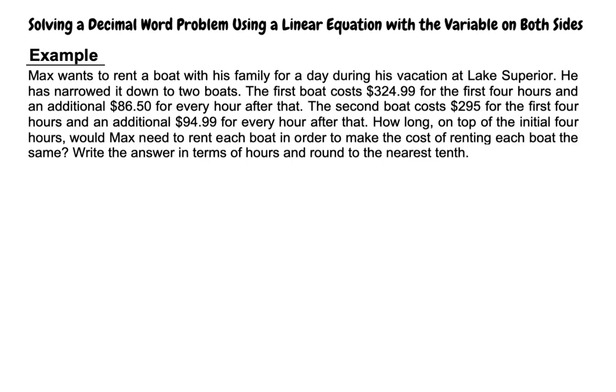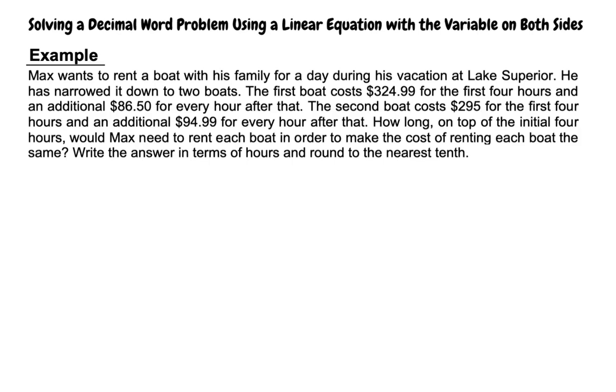The first boat costs $324.99 for the first 4 hours and an additional $86.50 for every hour after that. The second boat costs $295 for the first 4 hours and an additional $94.99 for every hour after that. How long, on top of the initial 4 hours, would Max need to rent each boat in order to make the cost of renting each boat the same? Write the answer in terms of hours and round to the nearest tenth.